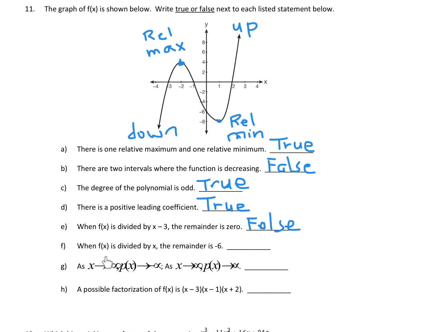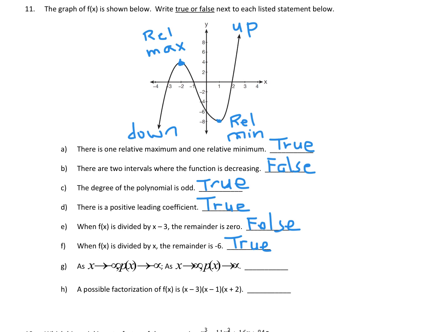Okay, letter F. When f of x is divided by x, now when you're dividing by x, isn't x the same thing as x minus 0 or x plus 0? So we're concerned with going to 0 along the x-axis. So if you go to 0 and follow the function down, you could see the y value there is negative 6. So if we divide by x, the remainder should be negative 6. And that's what this says. When f of x is divided by x, the remainder is negative 6. Okay, so that's true. You're just looking for the y value at that point.